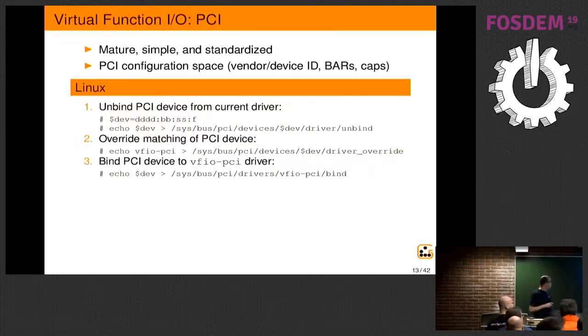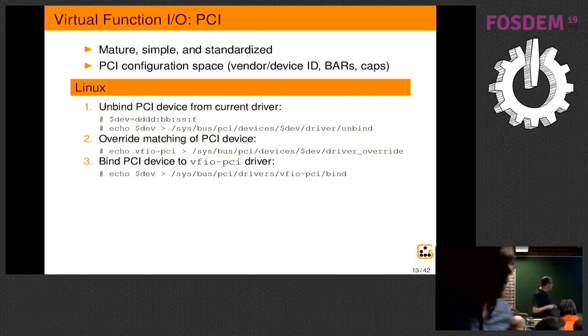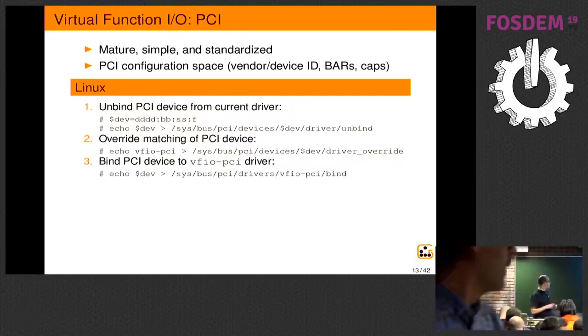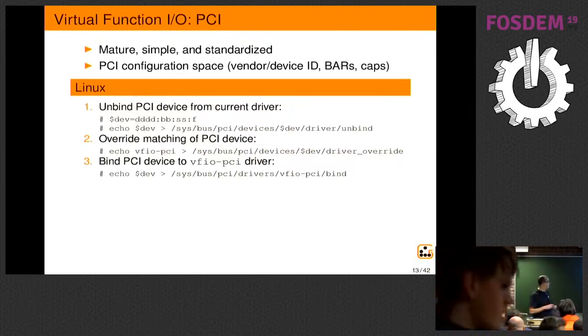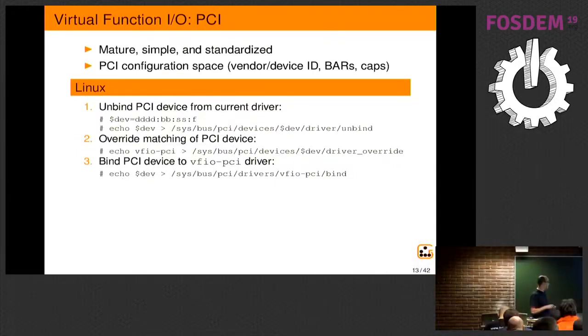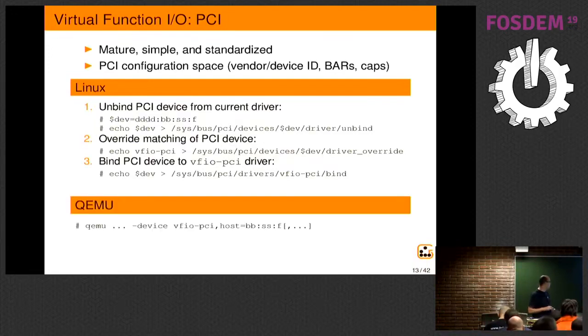So the first thing you have to do is unbind the PCI device from the driver on the host. For that you need to know the PCI domain, bus, slot and function it's represented by. Then you have to tell Linux that you want to bind this device to VFIO PCI and do the final binding. After that, you can launch QEMU and you just pass some special options where you specify the device to use, and that's it. And QEMU will take care of the rest.